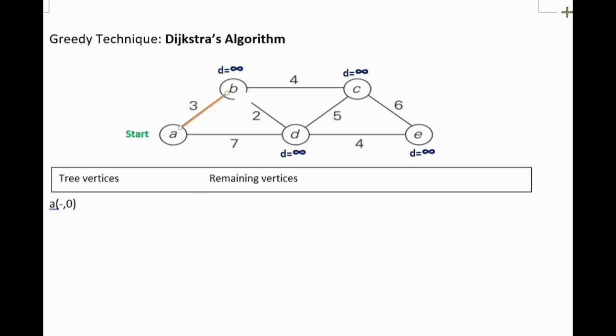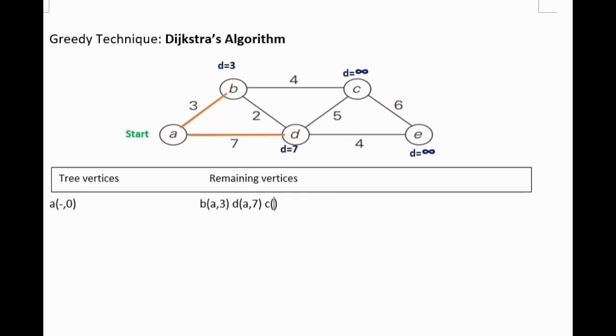Then relax all vertices adjacent to the current vertex. So we have here A adjacent to B. So the edge of A to B is 3, and 3 is less than infinity, and we update the distance of B to 3. Next, we have A adjacent to D, and the edge of A to D is 7. And 7 is less than infinity, then we will update the distance of D to 7. Let's copy the other remaining vertices.